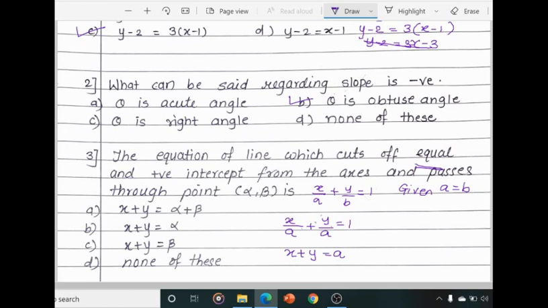But this passes through the point (alpha, beta). So we can write x plus y equals alpha plus beta. So this is the equation.